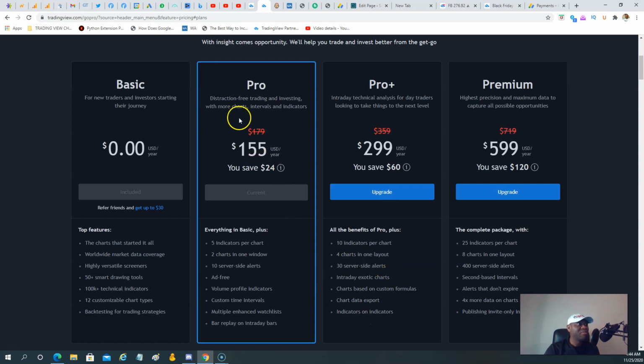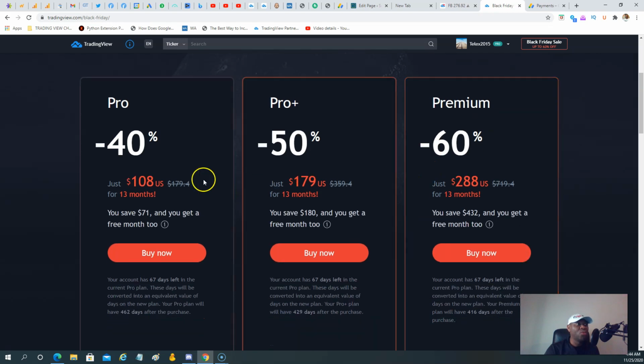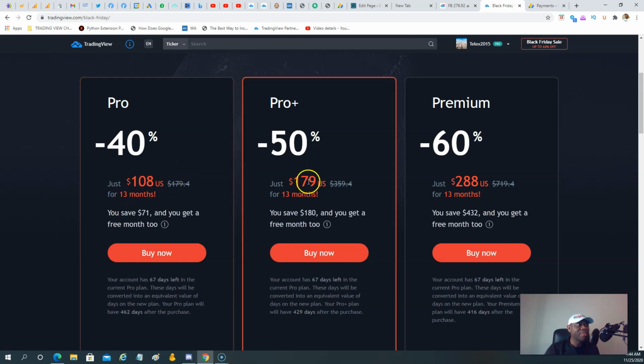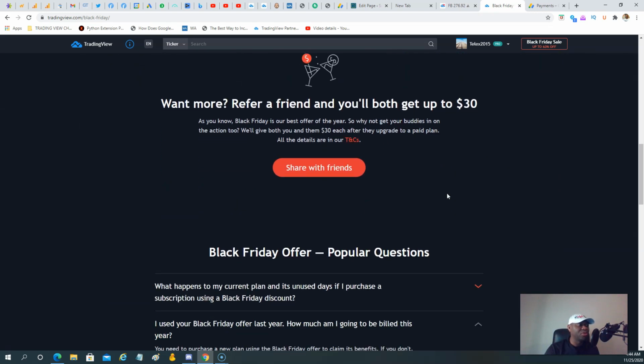So at the time, this was the price: 155, 299, right? But this is what they are touting. That's why we are here today. So the Pro Plus, instead of 179 or 159, they're letting you go for 108, and you have 13 months of that. And here, instead of 359, 179. The premium, hey, more power to you if you want to go there.